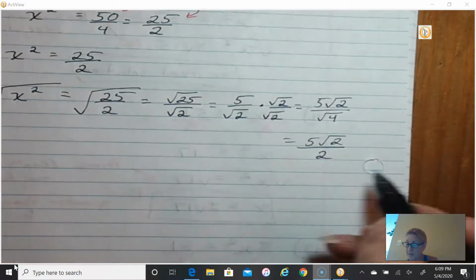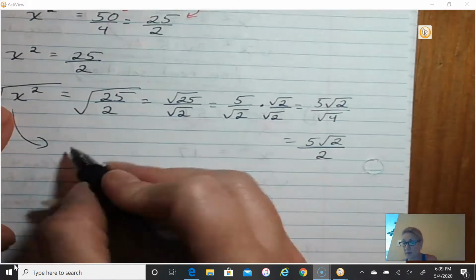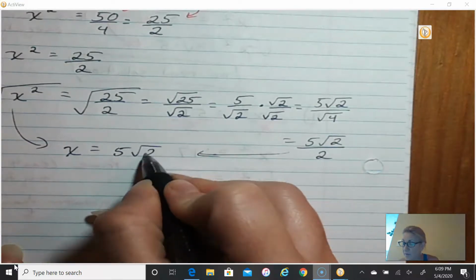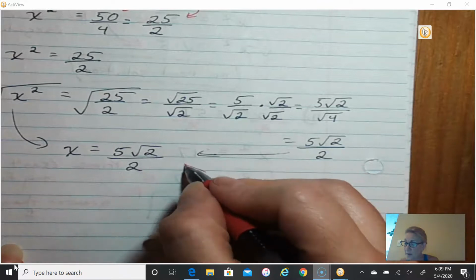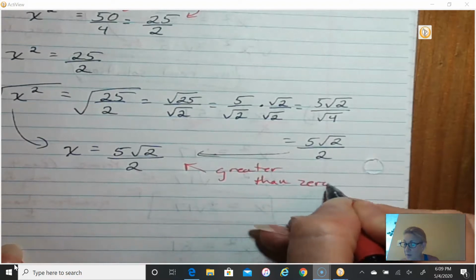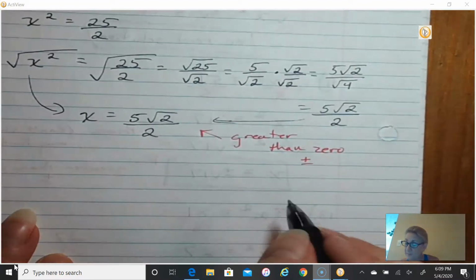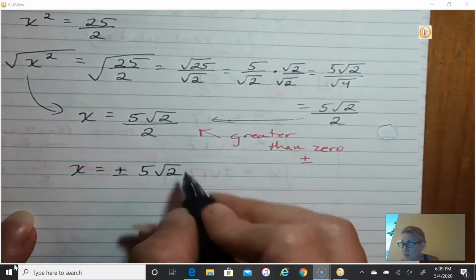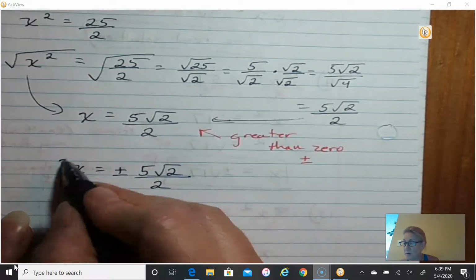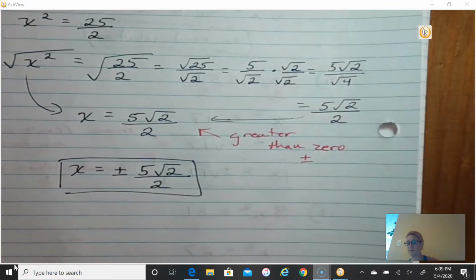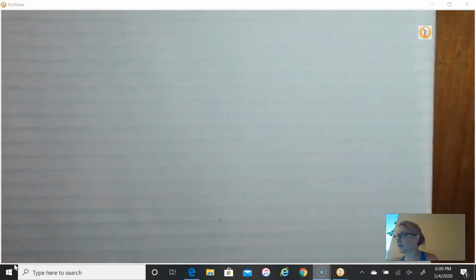All right, so square root of x squared is x. And we have solved this. That is greater than 0, don't forget that part. Therefore, we're going to have a plus or minus. So x equals plus or minus 5 times the square root of 2 over 2. Okay. Y'all may need to rewind that one and do it again. It's okay. Go slow, one step at a time.